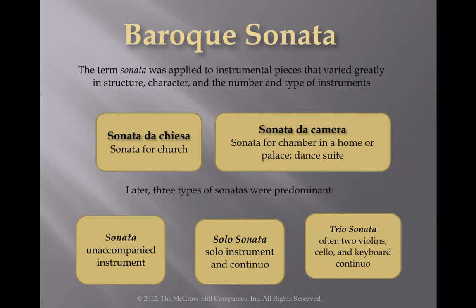First, there was the Sonata da Chiesa, which was a sonata written for church or a religious piece of music. Then there was a Sonata da Camera, a sonata written for the chamber, the home, the palace, a secular piece of music.